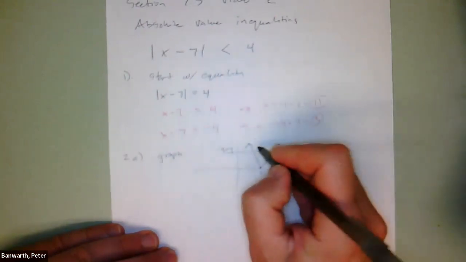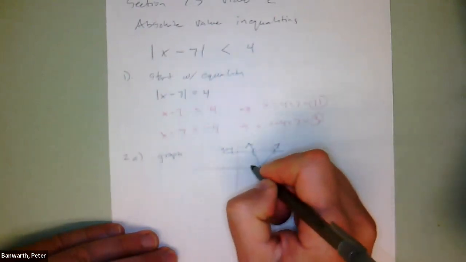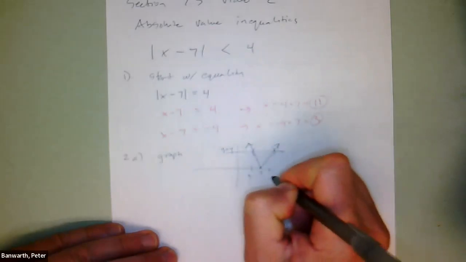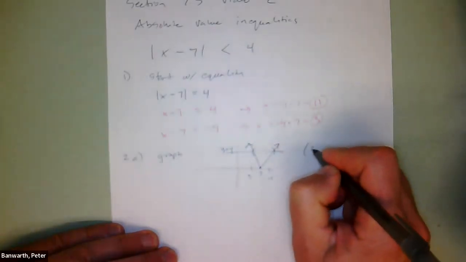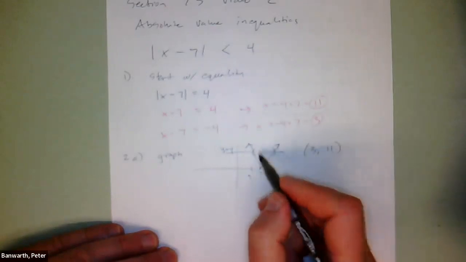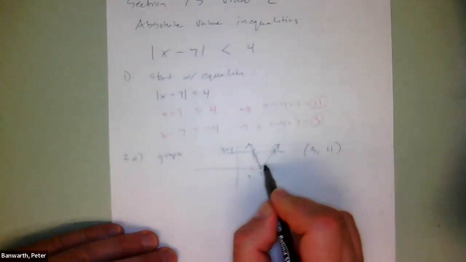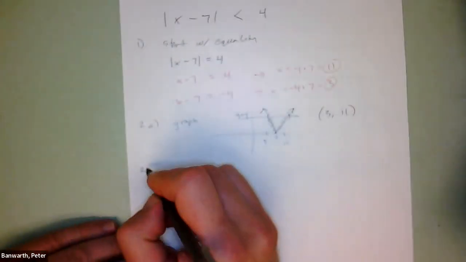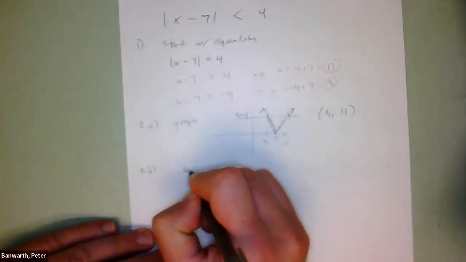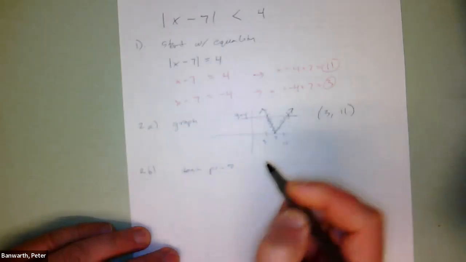And I wanted it less than 4. So there are my boundary points, 3 and 11. And so it must be between 3 and 11 to be less than 4. Or I can use test points.